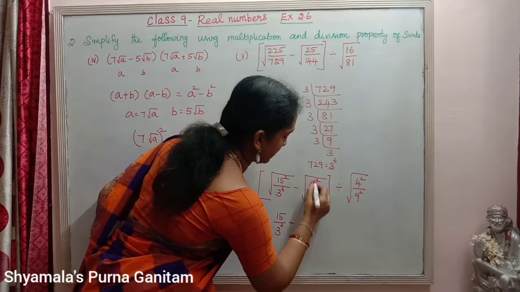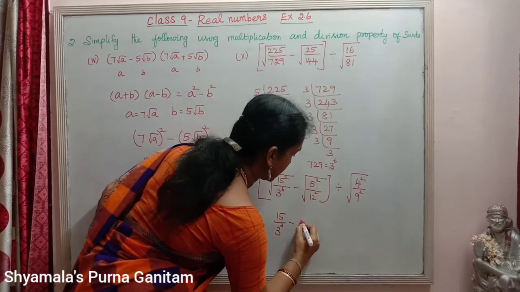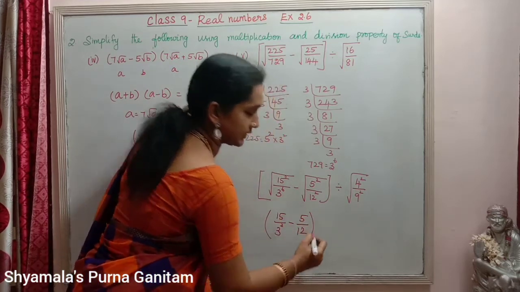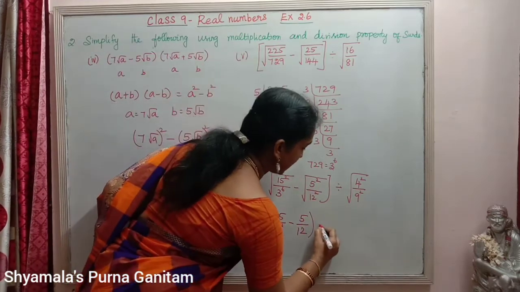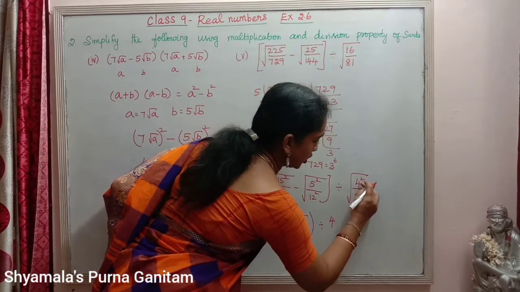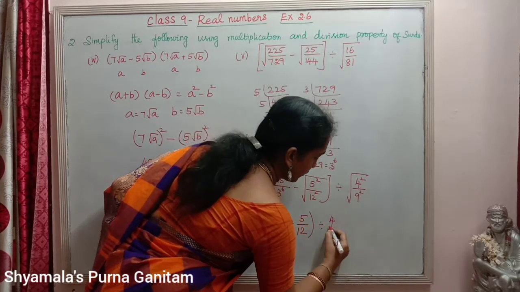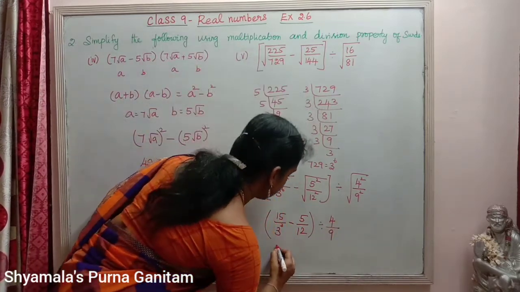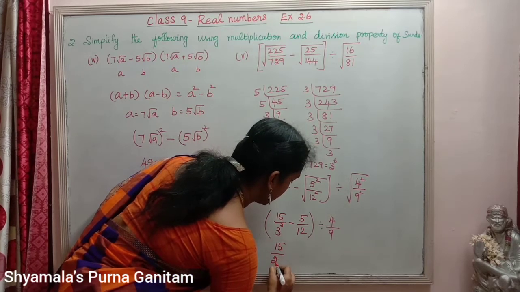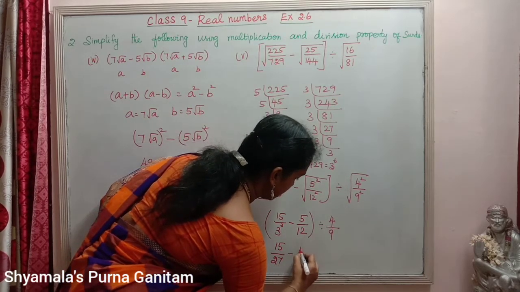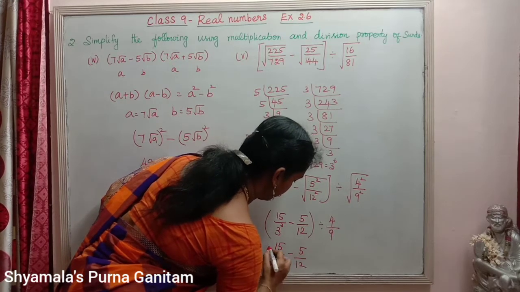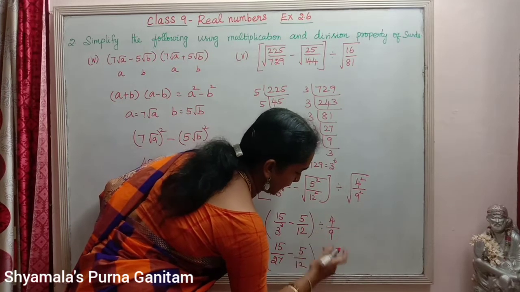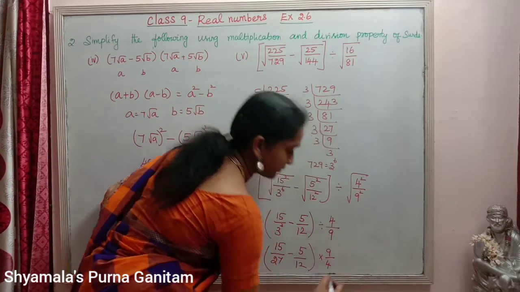Minus, here both the things are squares only, so we will get 5 by 12. Okay, so this one minus this. Then divided by 4 by 9. Both are squares only, so we get 4 by 9. So the next step is 15 by 27 minus 5 by 12, and this is divided by 4 by 9, so into 9 by 4.